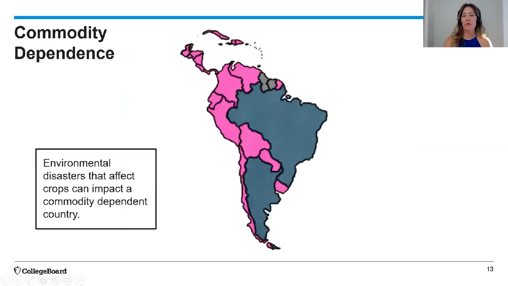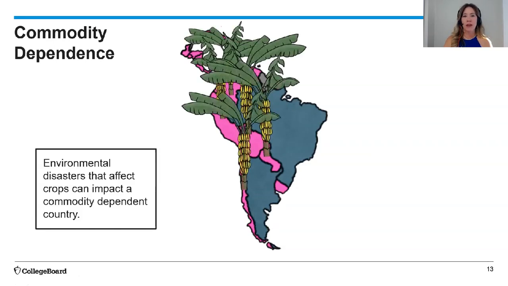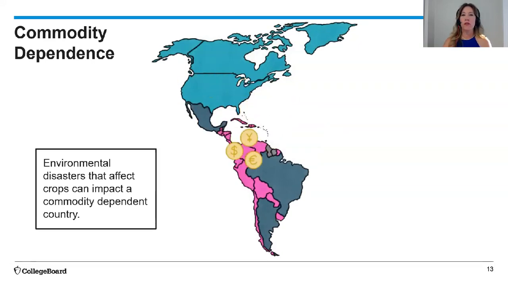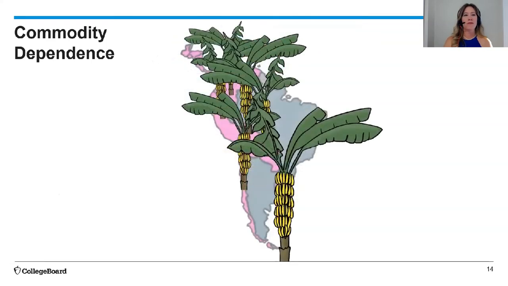So, how can environmental disasters affect crops? What if we have bananas? We know that throughout Central and South America, bananas are grown as plantation crops. These countries export the bananas to core countries. Fun fact, in the United States, we consume about 100 pounds of bananas per year, per person. Now, maybe you don't eat bananas, but someone is eating a lot of bananas. So they are sending us bananas. We are sending them money for those bananas.